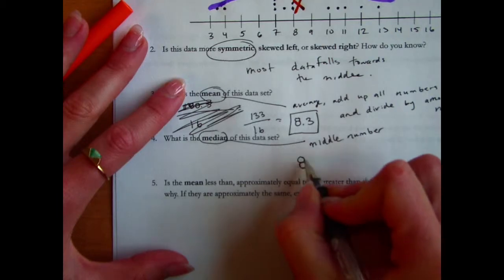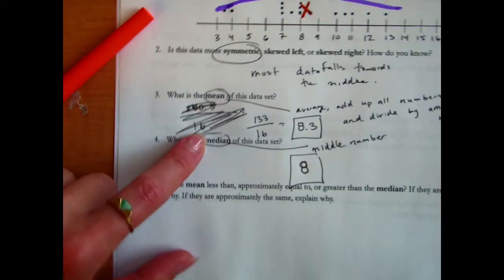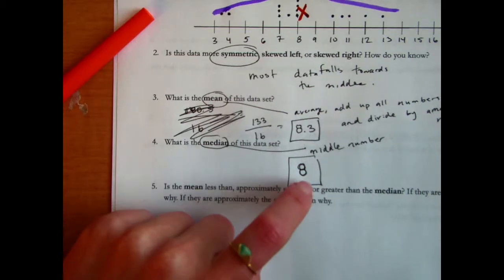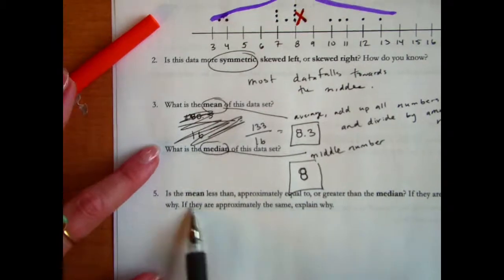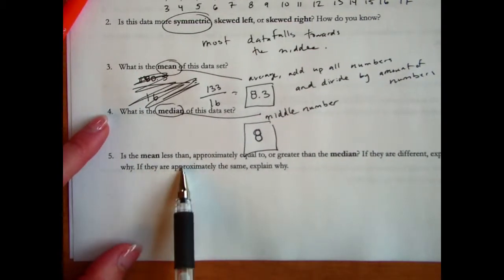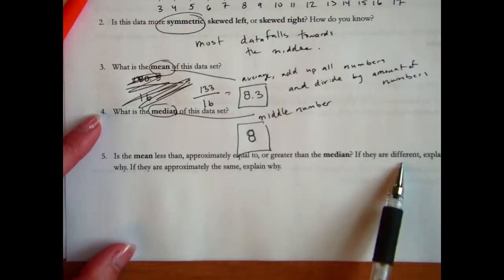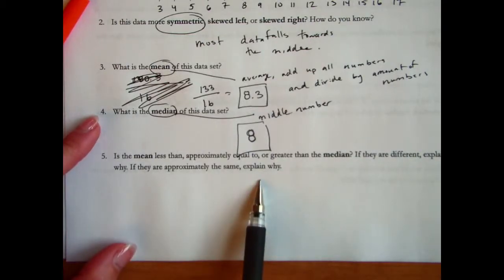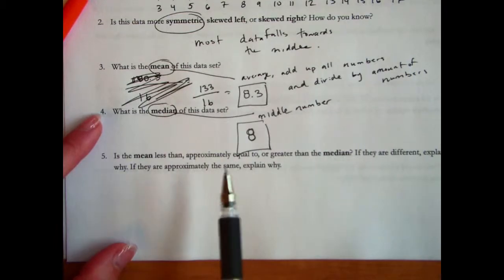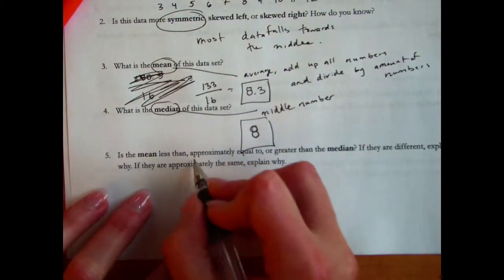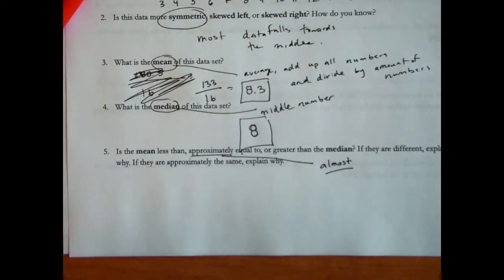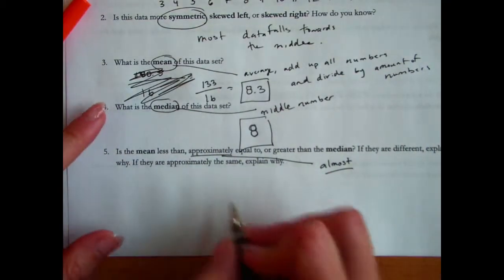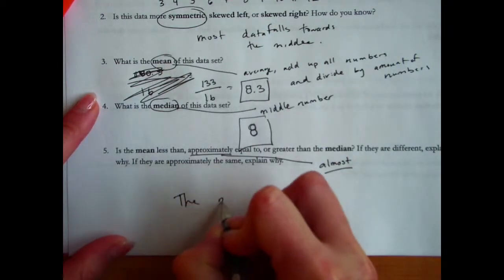Last question, kind of the key for class today: is the mean less than, equal to, or greater than the median? If they are different, explain why. If they are the same, explain why. Okay, so I'm going to say these are definitely approximately equal to each other. Just a reminder, approximately means almost. So these are definitely almost equal to each other. I'm going to say the mean is approximately equal to the median. And here's the key thing for class today.